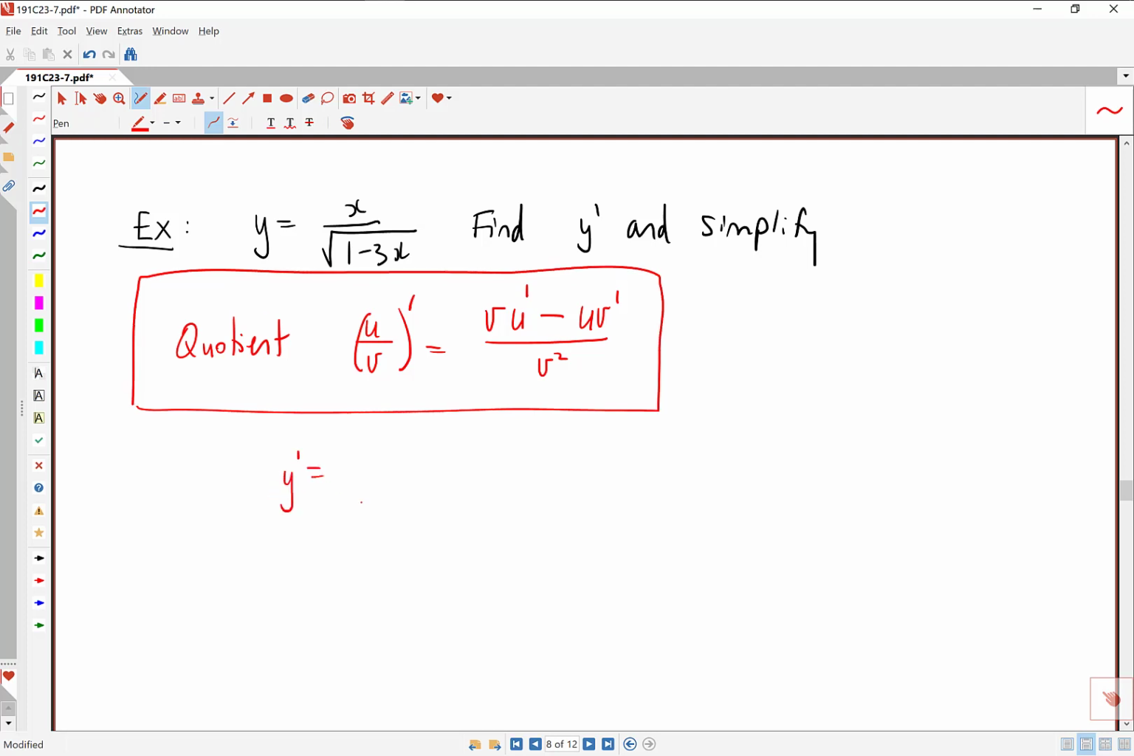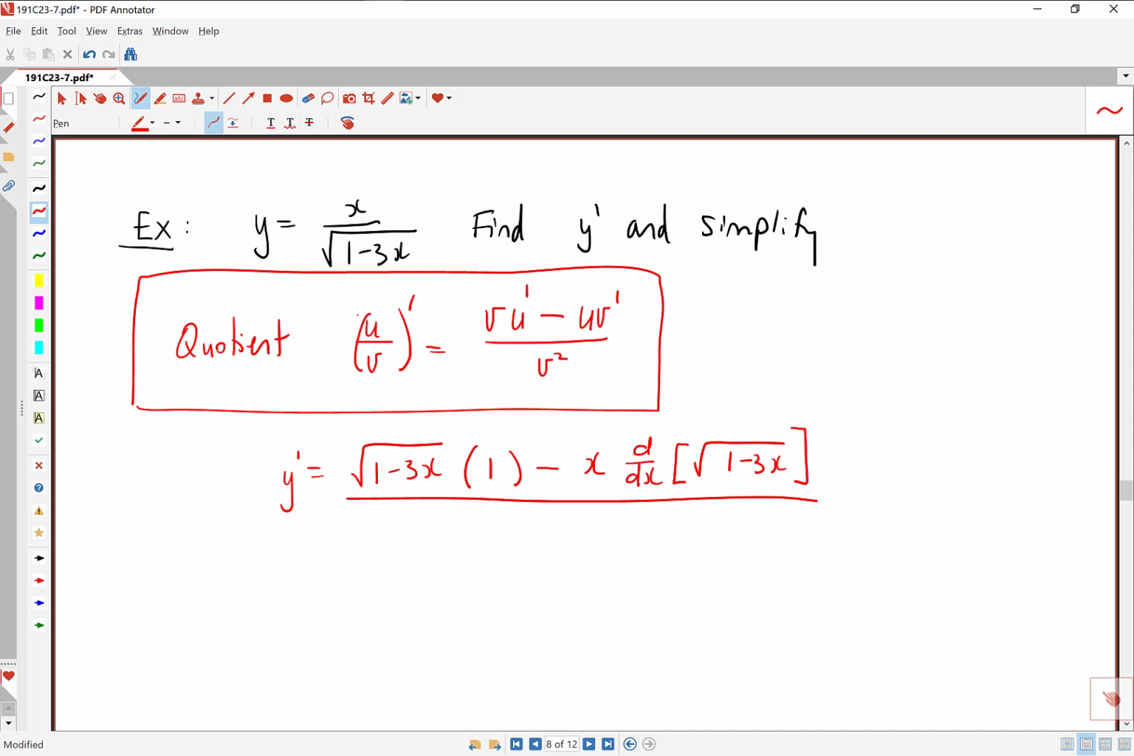Okay, so we're going to say y prime is, let's grab our denominator, multiply by the derivative of the numerator. Well, derivative of x is just 1. And then we go minus. Now we're taking our numerator and multiplying by the derivative of the denominator. So for now, I'm just going to say d by dx of 1 minus 3x, all square rooted. Okay, so continuing with our quotient rule, what are we supposed to do? We're supposed to square the denominator.